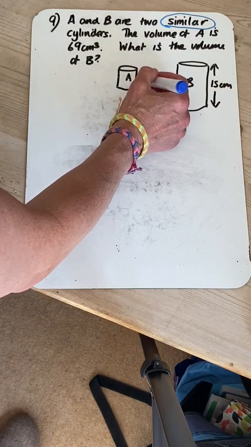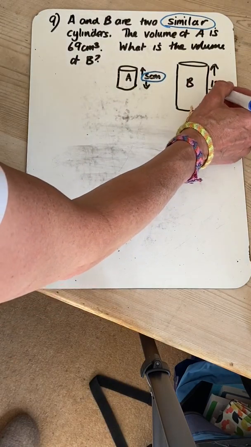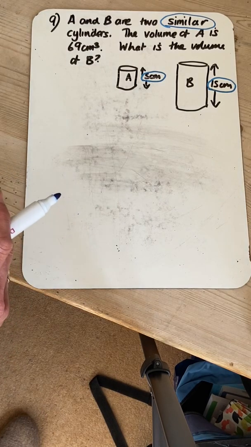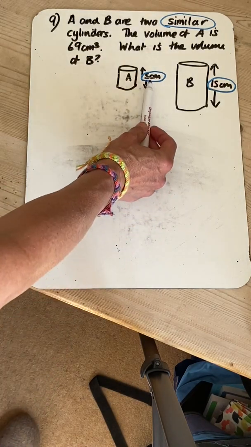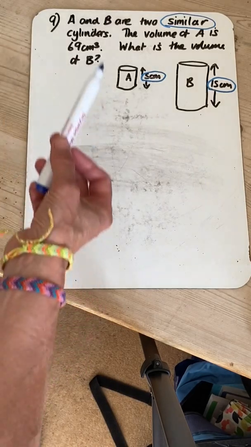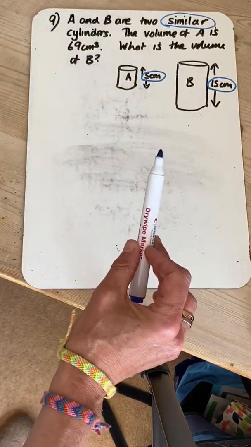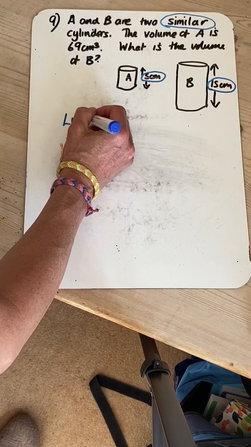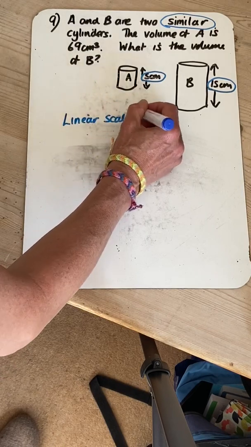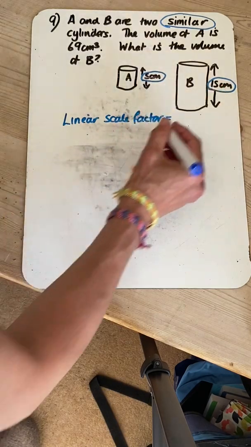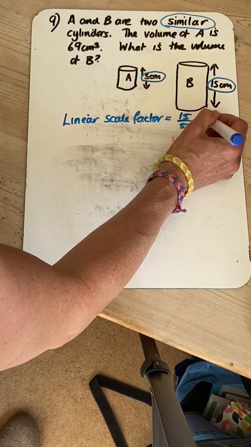So we know that this one has a height of 5 and this one has a height of 15. They're similar shapes, so one is an enlargement of the other, though we are working in 3 dimensions. So what we need to work out from our height and our height is a scale factor. Because it is just relating to a height, it's just going to be a linear scale factor, yeah? So our linear scale factor is going to be what we need to multiply the 5 by to get to the 15. So 15 over 5 is 3.